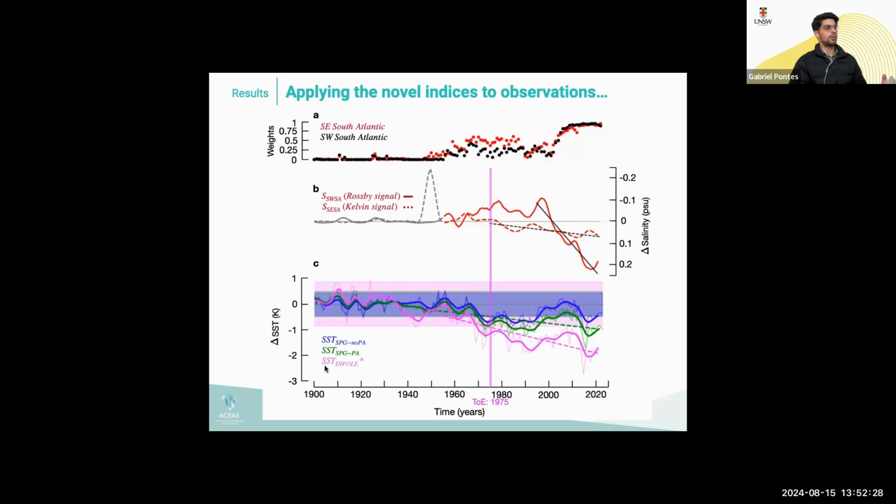And here what we did was, those shadings here are representing 2 times the standard deviation of the period from 1900 to 1950, which we took as a kind of equilibrium period. And what this analysis is indicating is that this AMOC awakening signal is captured by this modified SST dipole index and indicates the time of emergence at around 1975.